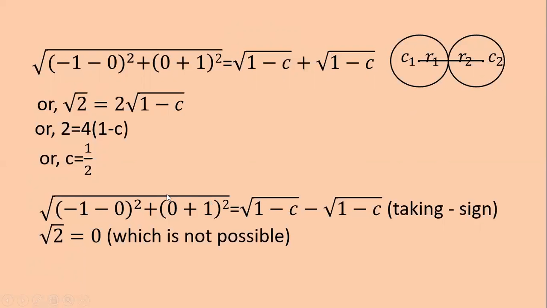So you see, mathematically this difference is 0, but here we have a distance between two centers. So this cannot happen. So the circles do not touch internally, they touch externally, and c is equal to half. This is the value.